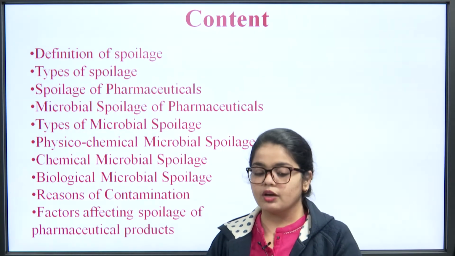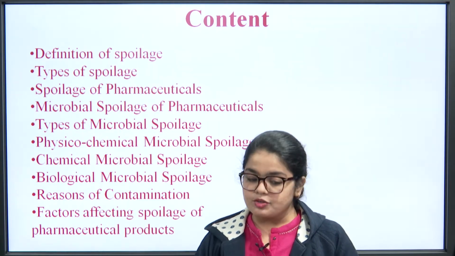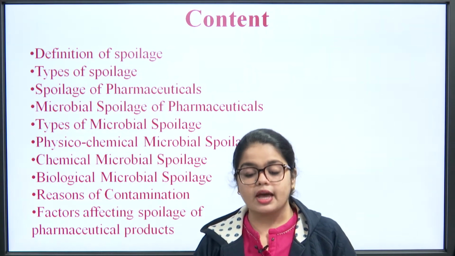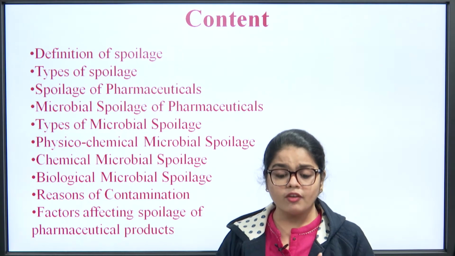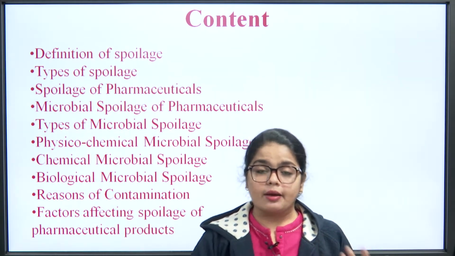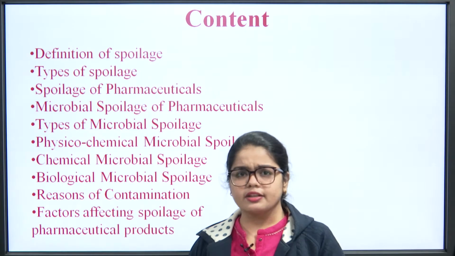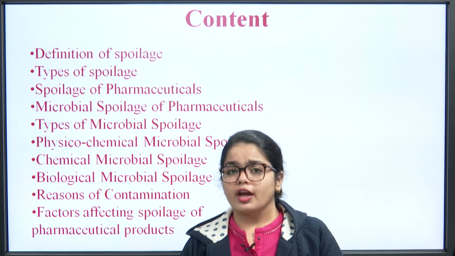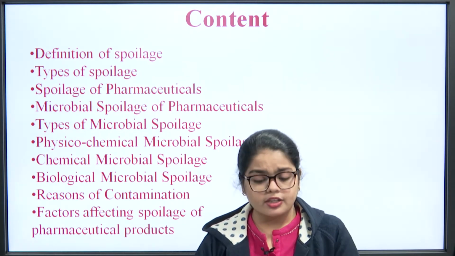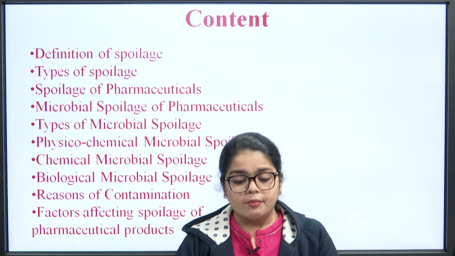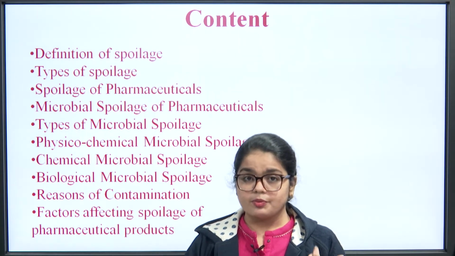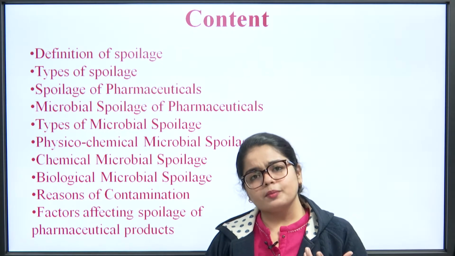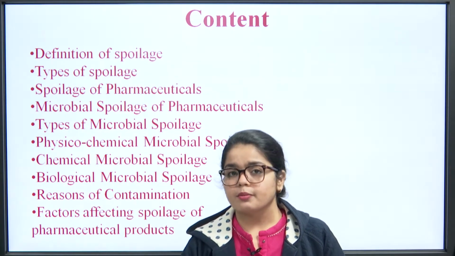This whole presentation would cover the definition of spoilage, types of spoilage, spoilage of pharmaceuticals, microbial spoilage of pharmaceuticals, types of microbial spoilage, physicochemical spoilage, and chemical spoilage. Different factors affect spoilage: it could be physicochemical, where some kind of reactions or physical changes occur in the preparation, or biological microbial spoilage, where microbes synthesize metabolites and spoil the complete preparation. Further, we will be discussing the factors affecting the spoilage of pharmaceutical products.